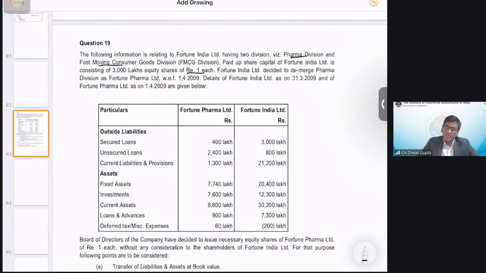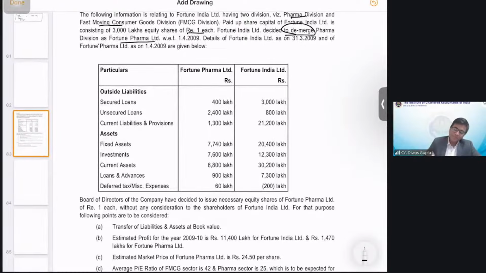So this is a question of demerger, students. Demerge the Pharma division as Fortune Pharma Limited with effect from 1st of April 2009. Details of Fortune India Limited as on 31st of March 2009, that is one day prior to the demerger, and of Fortune Pharma Limited after demerger is as given below. So Fortune India is the total balance sheet and this is the split balance sheet, right?